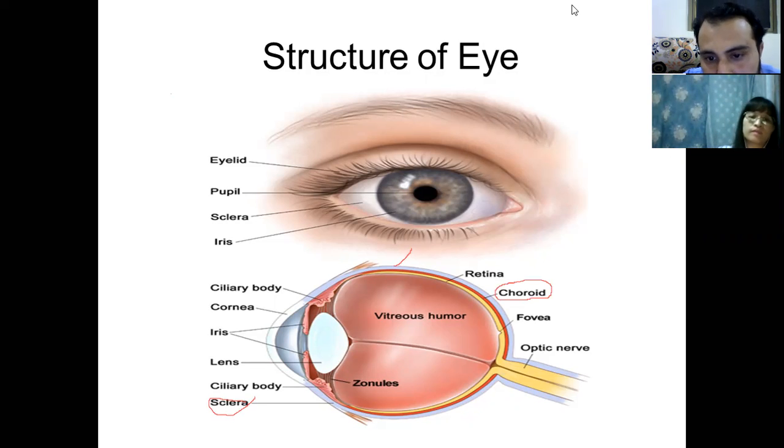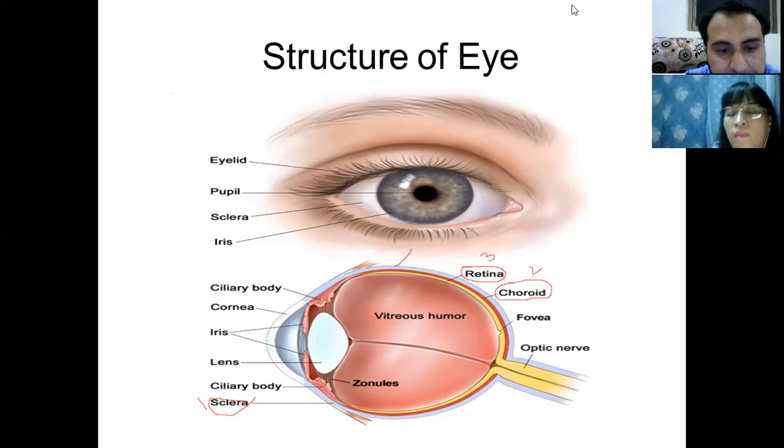After the choroid, the innermost layer, toward the vitreous humour, the yellow color, is the retina. This is the retina. So I have three layers. The first layer is the sclera. The second one is the choroid. And the third one is the retina. These are the basic layers of the eye.